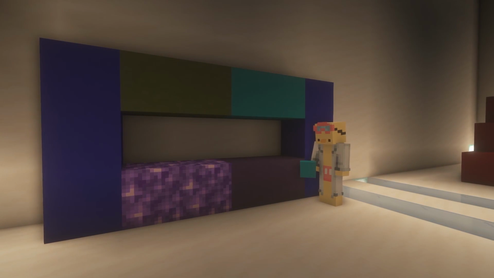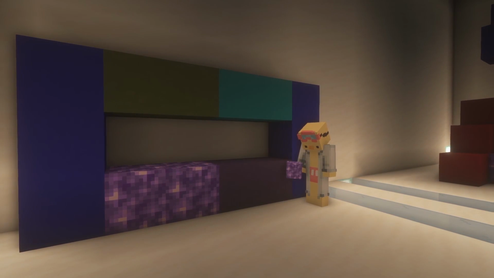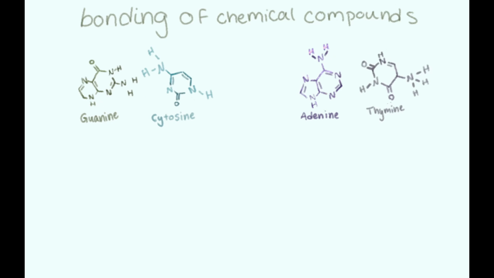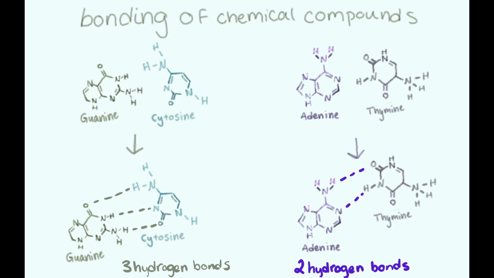To understand how these bond together and why they do, we actually have to go into the chemical structure of these elements. Looking at adenine and thymine currently, you can see that there are hydrogen in the chemical compounds. These hydrogen form hydrogen bonds, as pictured here. There are only two bonds between adenine and thymine, while guanine and cytosine have three hydrogen bonds, making them the stronger bonded base pair compared to adenine and thymine.